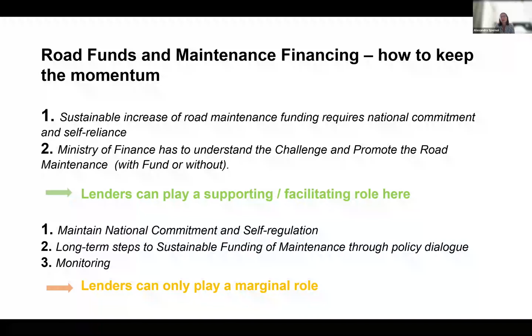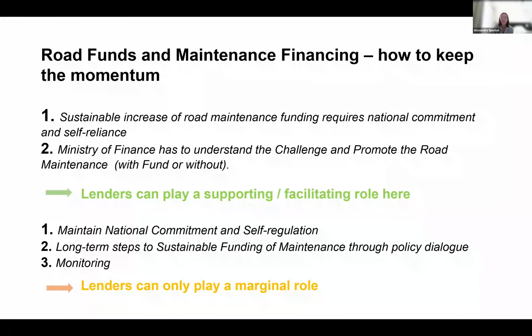It is a question of self-regulation of the country, and the long-term sustainability of this maintenance funding has to go through an understanding of the contribution of road maintenance or the road sector to the national economy, like it is for hospitals, like it is for education. And of course, it's important to monitor how much money is actually allocated compared to what is collected.